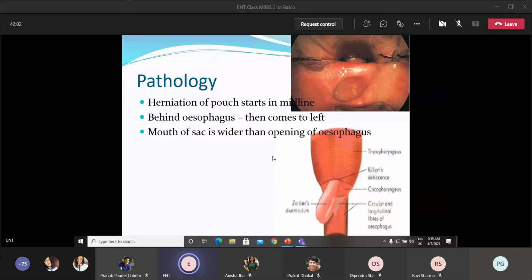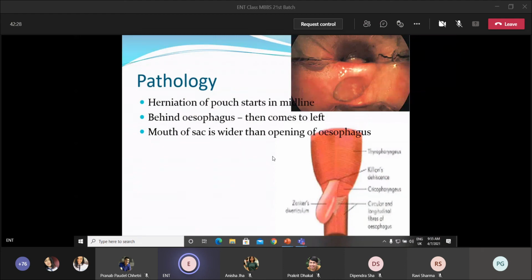Pathology, the herniation of pouch starts firstly in the midline, then goes behind the esophagus and then comes to the left. So in the picture also you can see that this is from behind. So you can see that the pouch is coming to the left of midline, okay?